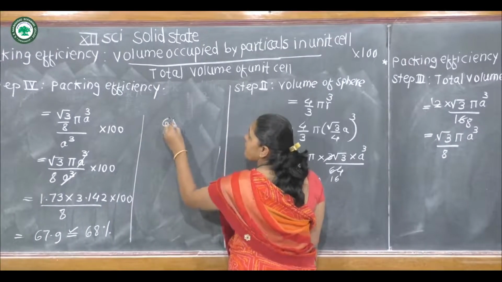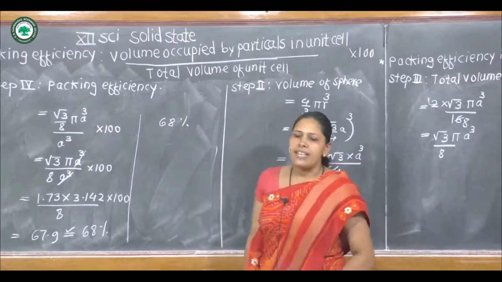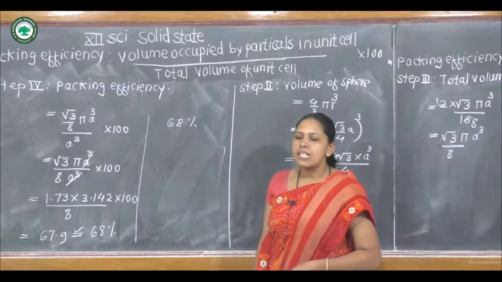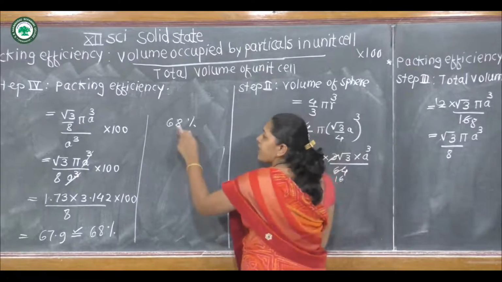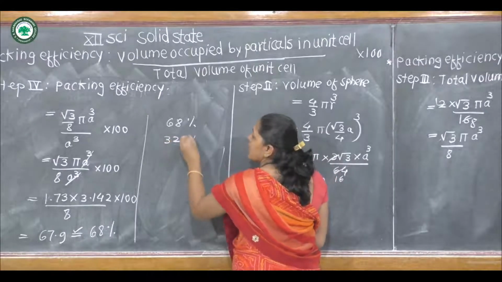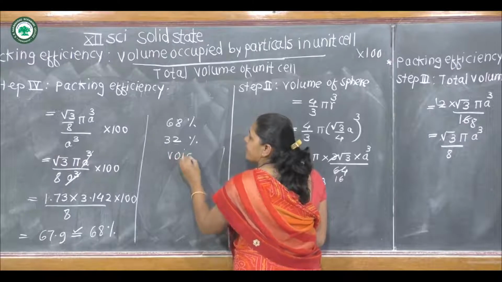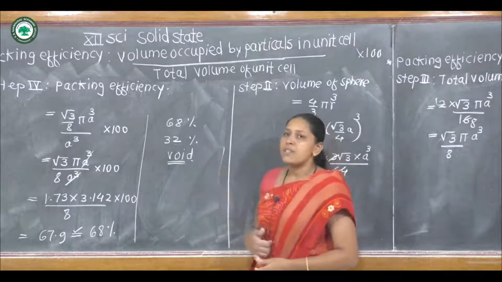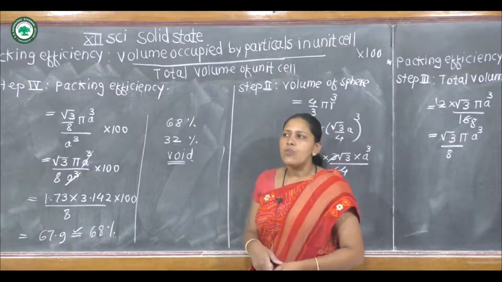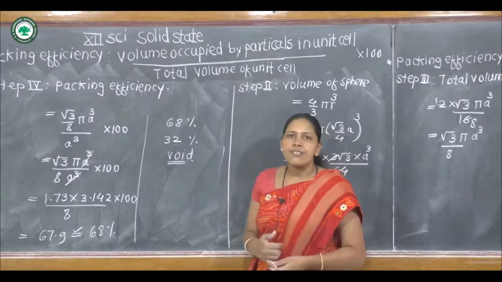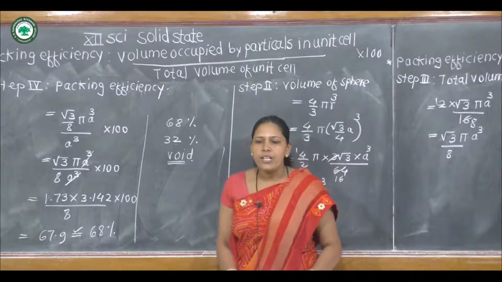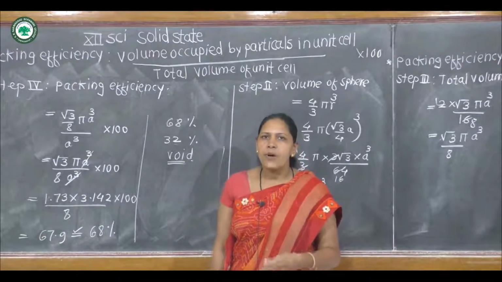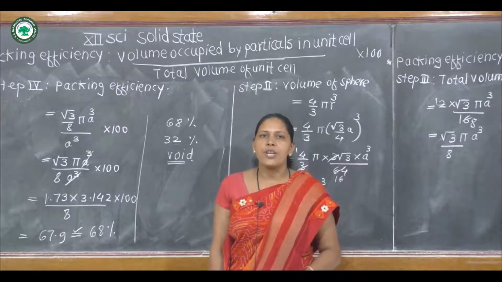Packing efficiency of BCC is 68%. And what is the remaining empty space? Empty space in the body centered cubic lattice is 100 minus 68, which is 32%. It is called void. In body centered cubic unit lattice, 68% space is occupied by 2 particles and 32% space is empty, that is called void. This is all about packing efficiency of body centered cubic lattice. Then the next point in the next lecture.